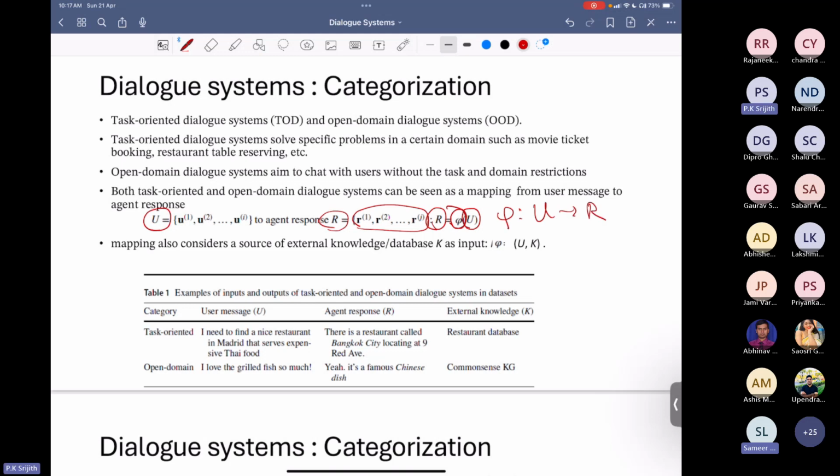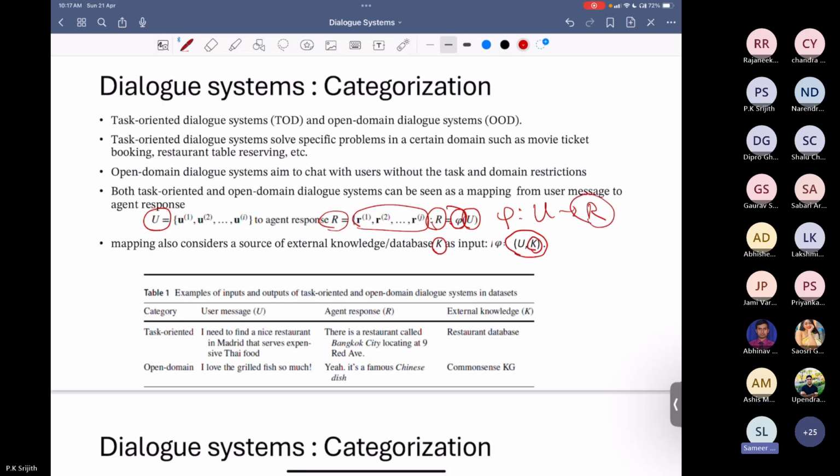And in generating the response, often these systems also have to make use of some external knowledge base. So this phi is often going to be a function of both the user input and some knowledge base it queries, which is represented as K. So this is how a typical system should behave: based upon this user message and whatever information is stored in the knowledge base, it has to produce some response R.